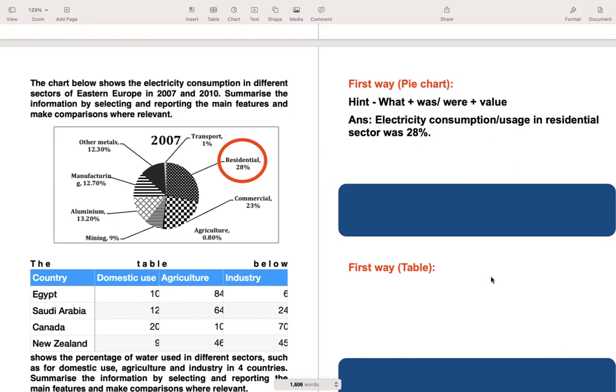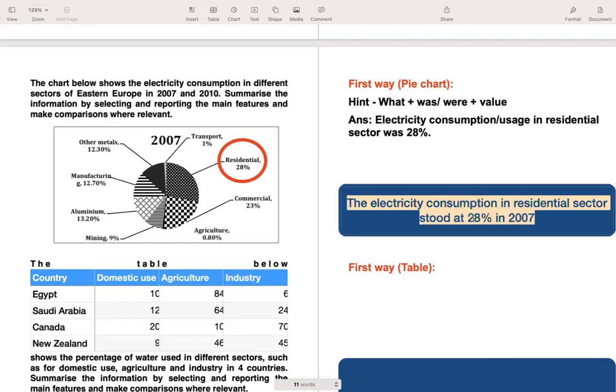Do you have a doubt? If we say it like this, electricity consumption was 28% in residential area, it's also correct. But I'm just telling you this is the main way I write it. You can also change the location of was. You're right.